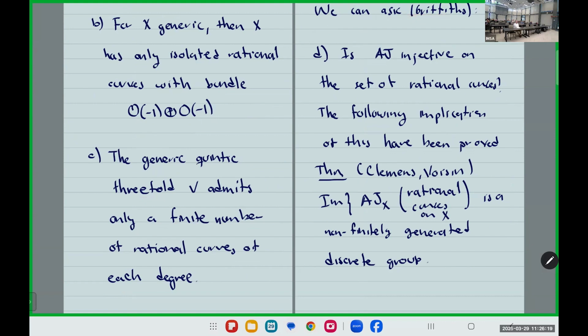We can ask the following questions that Griffiths was discussing. Is the Abel-Jacobi map really injective on the set of rational curves? Not only its differential, probably, of course, Clemens had this in mind. If this were true, it would have some implications, which are actually theorems now, proved by Clemens, Markushevich, and some other people, that the image by the Abel-Jacobi map of the rational curves is a non-finitely generated discrete group.